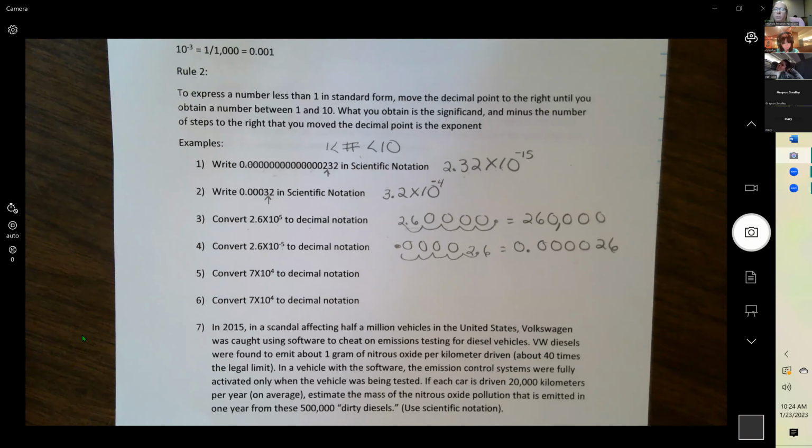If you're having any trouble with your internet, it's recording, so it will be up under Media Gallery.